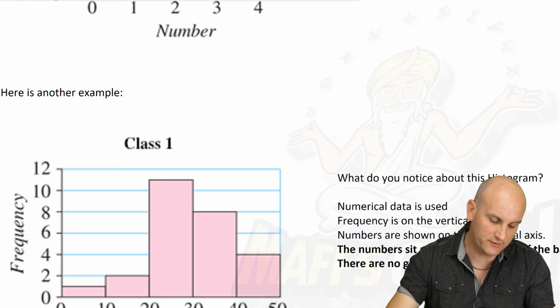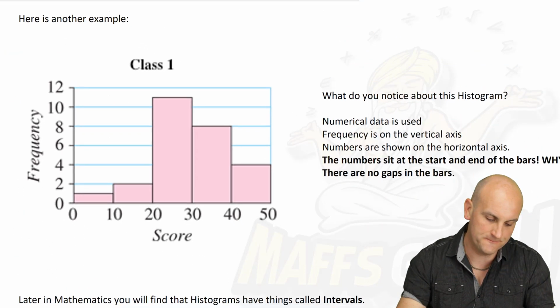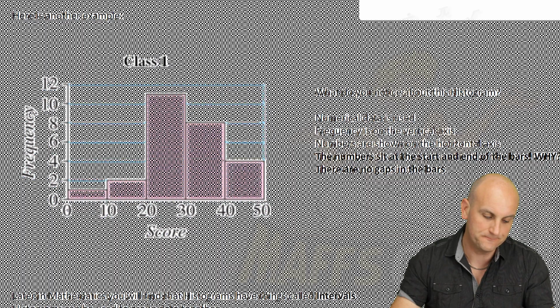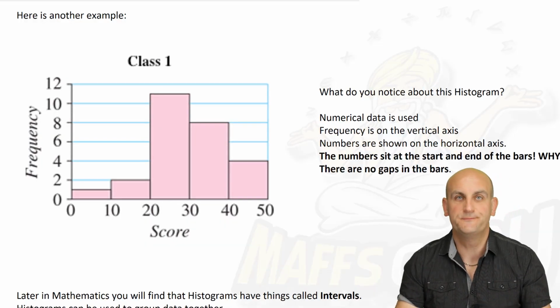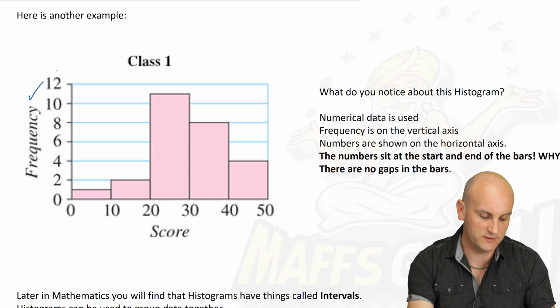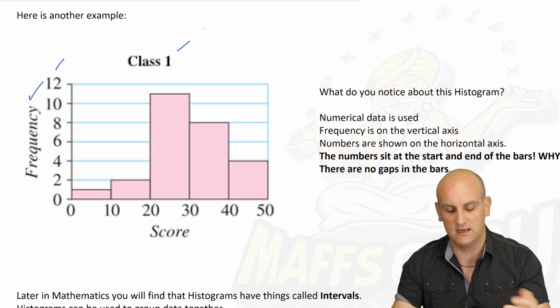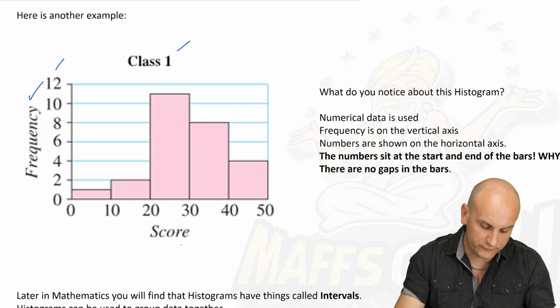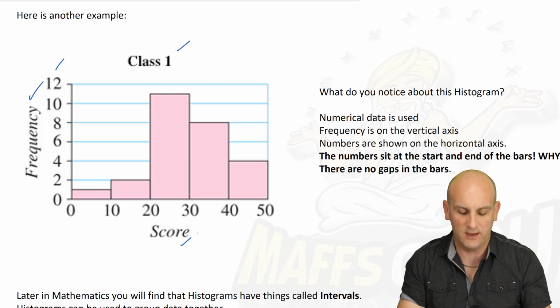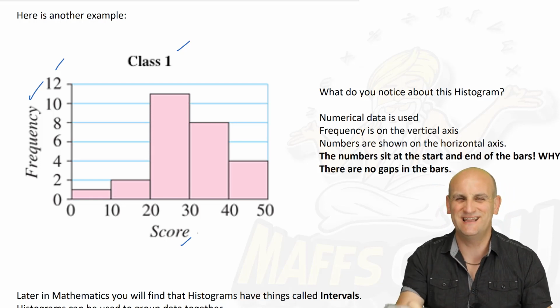But then here's another example, and I'm deliberately leaving it large so that we can actually see it nice and big on the screen. So what do we now notice? Well, it's a bar chart. We've got frequency up the side. Thank you very much. We have a nice number scale that's even. We have some sort of a title which says class 1, but anyway. We've got score along the bottom, so it's numerical data. But hold on a moment. The numbers aren't in the center.